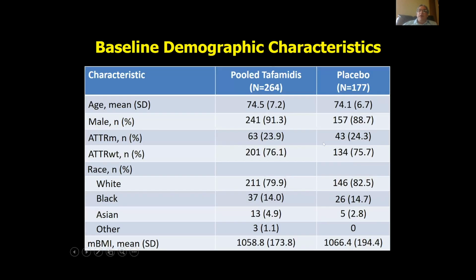So who did we study? These are individuals typical of what Dr. Hanna described, a 74-year-old, predominantly males, and we mainly studied individuals with wild-type disease. Those who had hereditary disease were mainly the Val122Ile mutation.